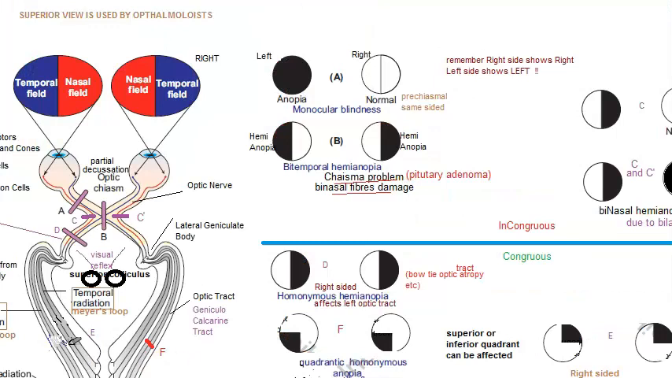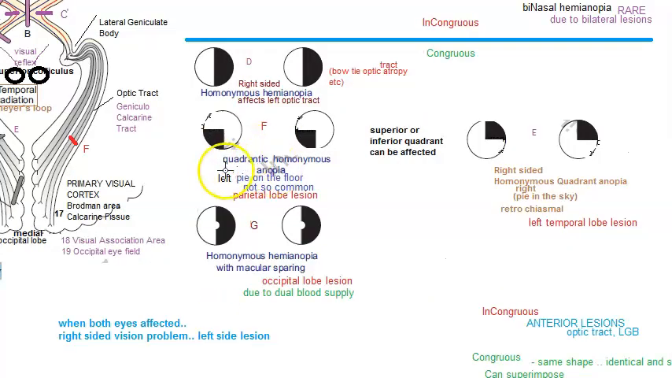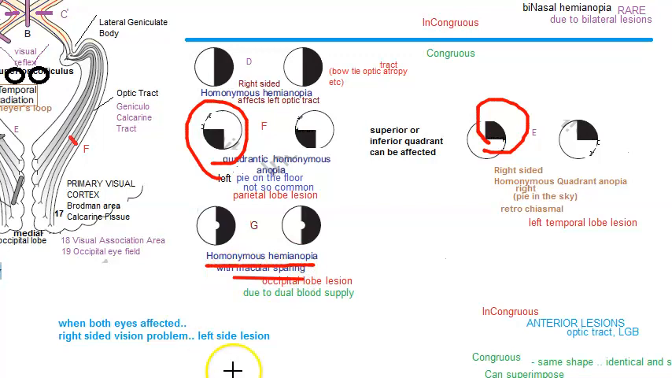Then we looked at a few simple lesions, right? We looked at anopia, we looked at bitemporal hemianopia, then we looked at this lesion on one side. Then we looked at incongruous, right? All these are incongruous. The images don't overlap. Then came congruous. In congruous, we saw homonymous hemianopia. Then we saw this left pie on the floor. Then we saw right pie in the sky. Then we saw homonymous hemianopia with macular sparing, right?